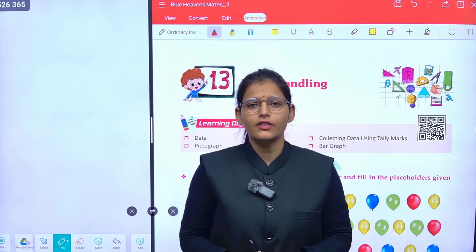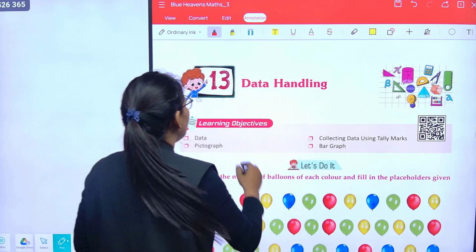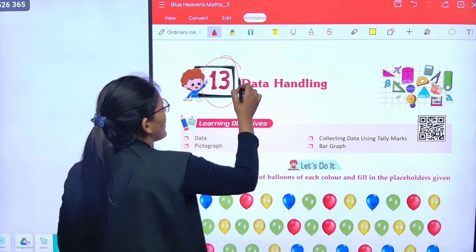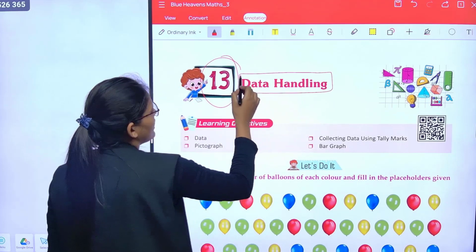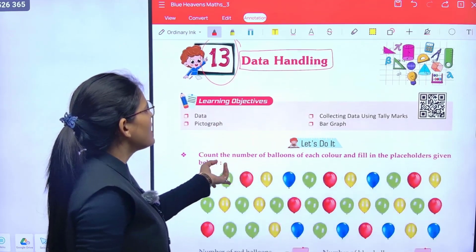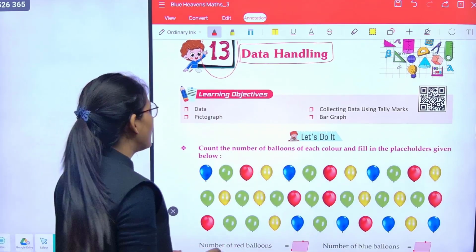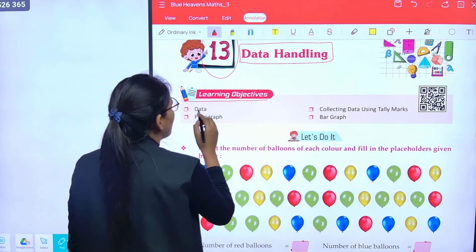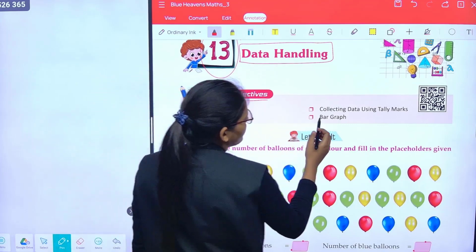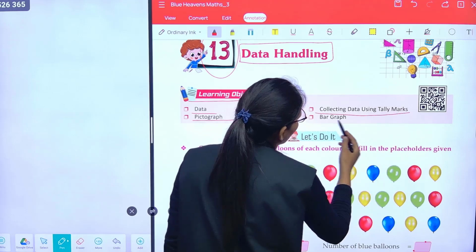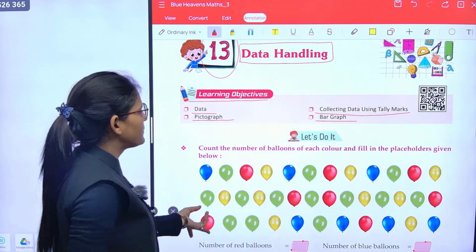Kids, today we will learn chapter number 13, and the chapter name is Data Handling. In this chapter we are going to study about data. Now students: data, pictograph, collecting data using tally marks and bar graphs.